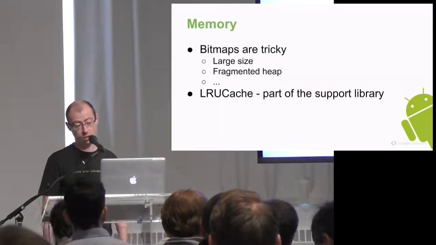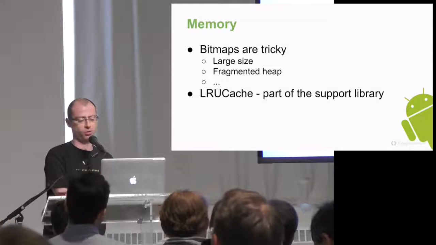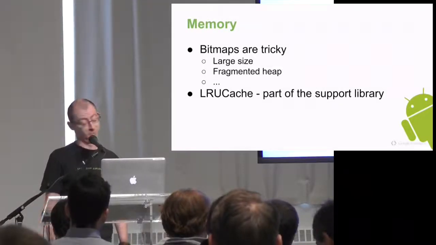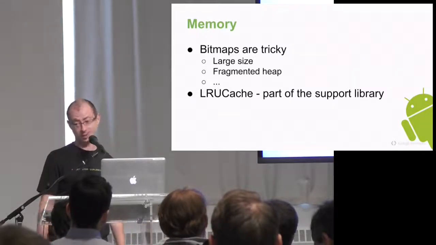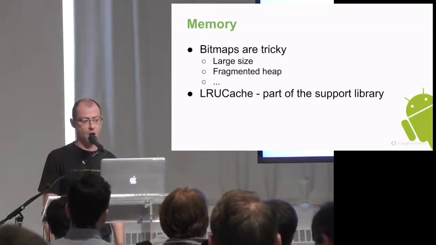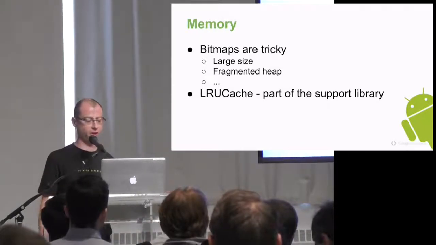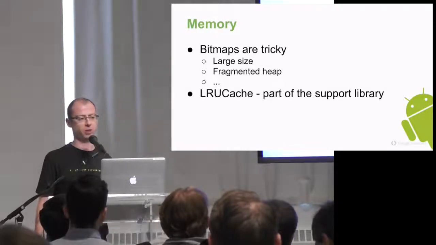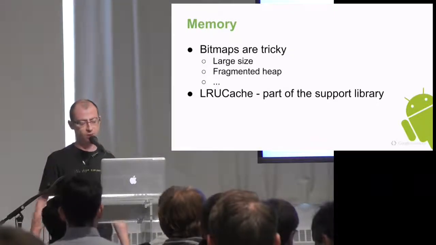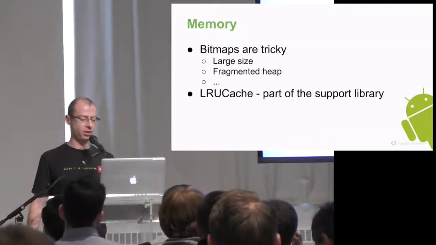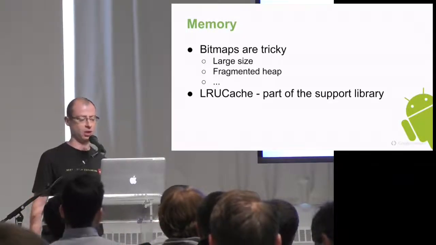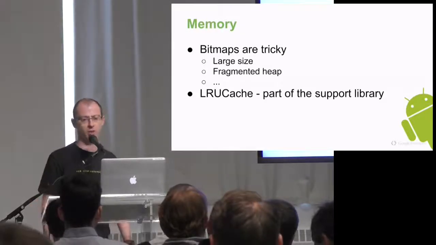Memory. Yes, we managed to convince ourselves that bitmaps are tricky, basically because of large size and fragmented heap. That made my life not an easy one when I was responsible for an app with a lot of images on pre-4 devices. Also, memory management is tricky. Some of the stuff it's better to put in a file, and some of the stuff it's better to keep in memory. Please note, we have the LruCache class, which is part of the support library, in case you need a good and efficient cache implementation.